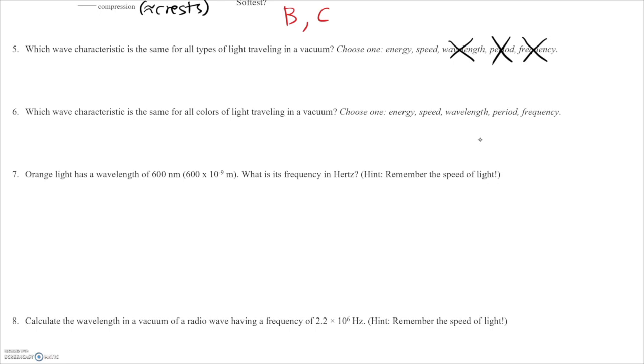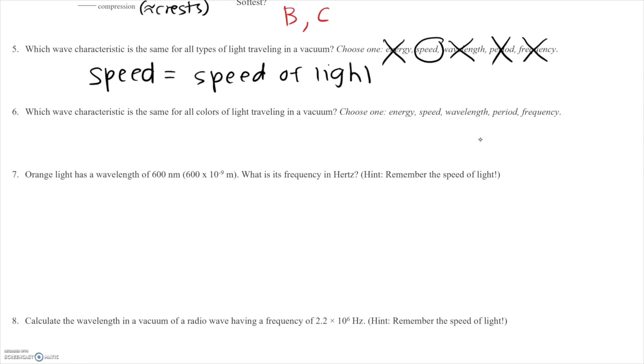If you remember from our electromagnetic radiation lecture, we also know that wavelength is related to energy. And so as your wavelength changes, your energy also changes. The only thing that's staying the same would be the speed. And remember, the speed for all types of light is the speed of light, which is 3 times 10 to the 8 meters per second.